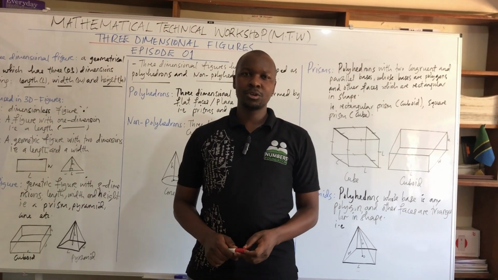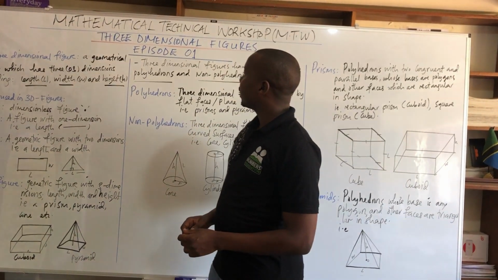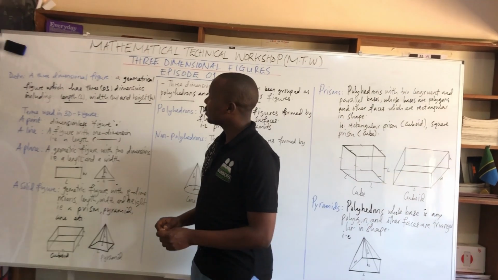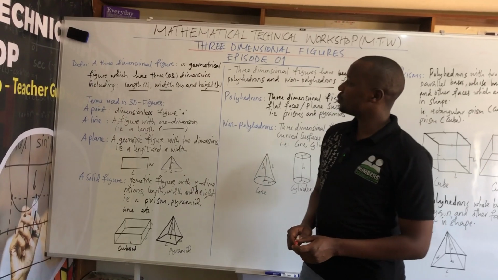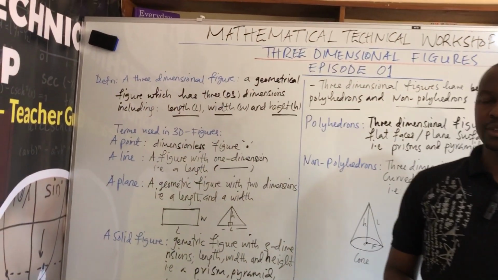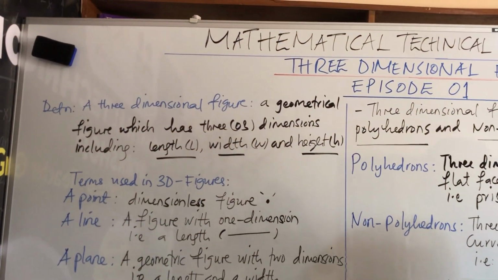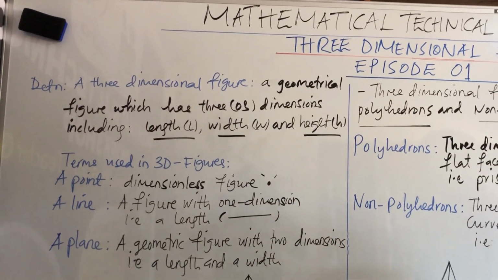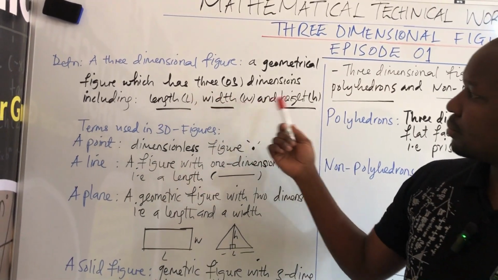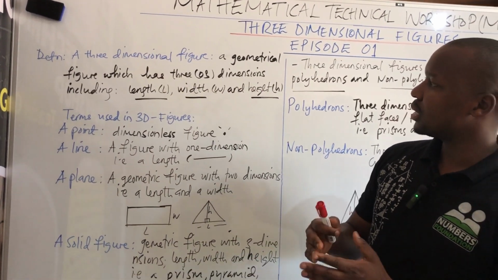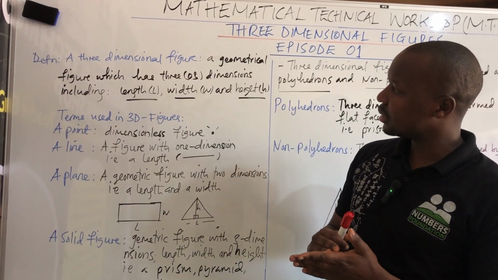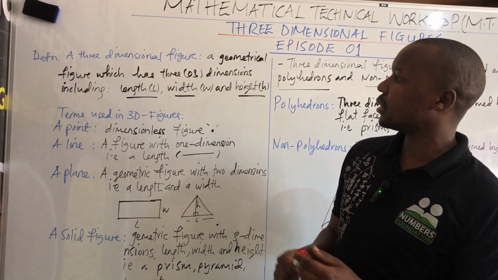Topic 1, three-dimensional figure, episode 1. A three-dimensional figure is a geometrical figure which has three dimensions, including length, width, and height. These three dimensions are kinds of just length. It's just a length, the distance from one point to another.